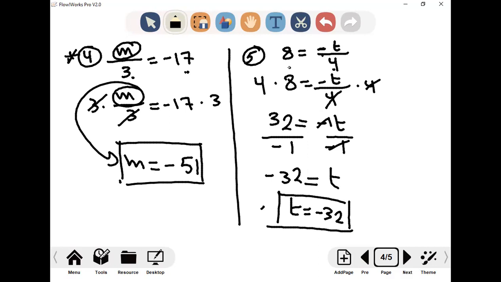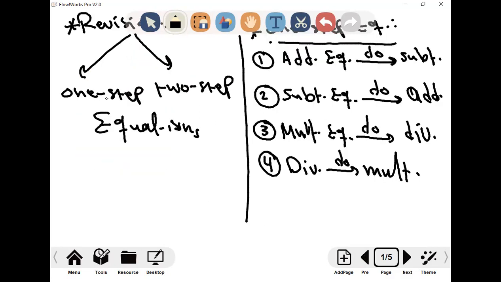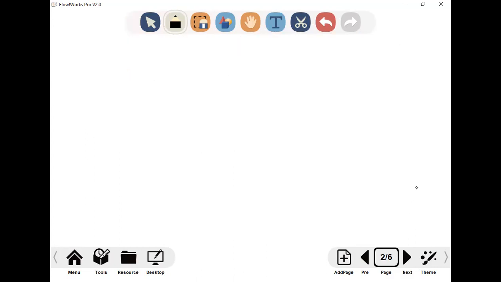Good. Now, as we said on the first page, here we have one-step equations, which are these, and we took examples about them. And we have what? Two-step equations. Let's revise the two-step equations.